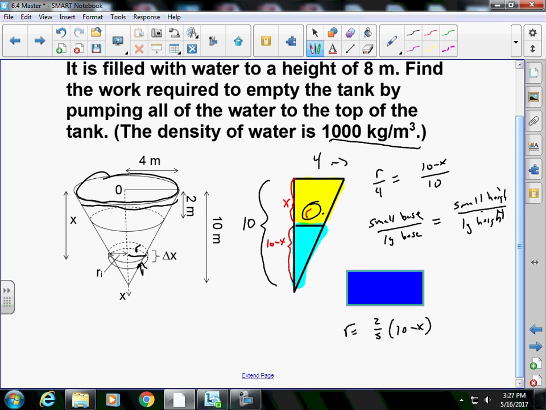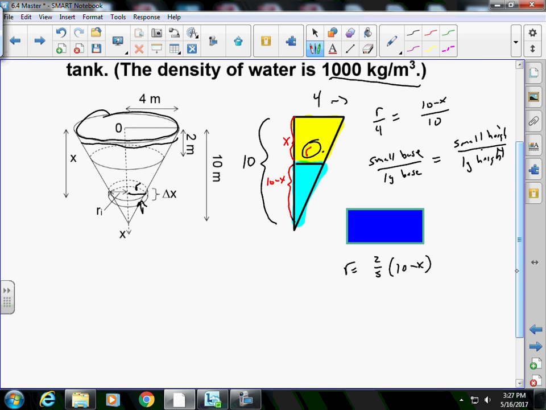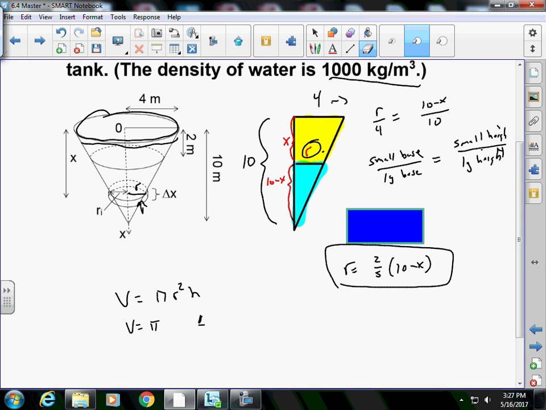So now I have a way to represent each of these concentric circles. All right. So the volume of each one of these circles is pi r squared times h. Well, h is the thickness, delta x. Pi is still pi, but now we know what our radius is. It's this. So I'm going to have to make some room here. I have pi times 2/5 times 10 minus x, all that squared, there's my r, times my delta x.